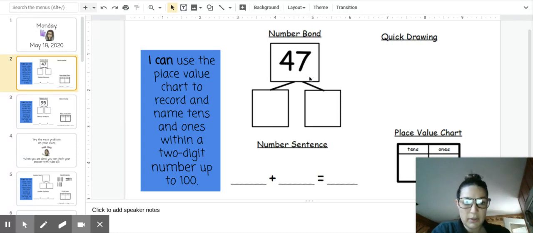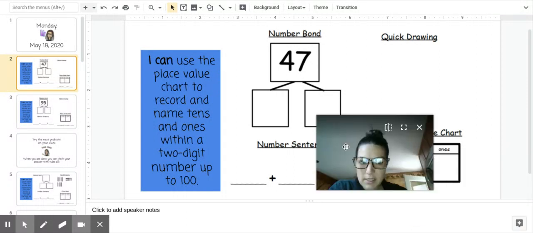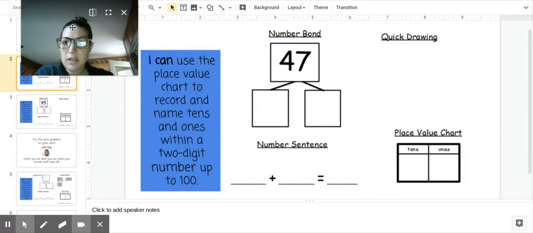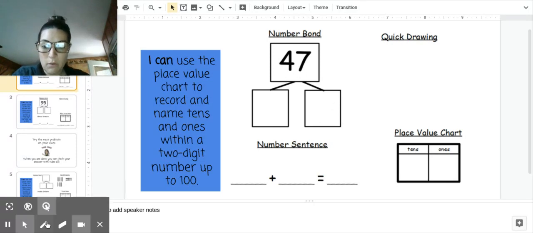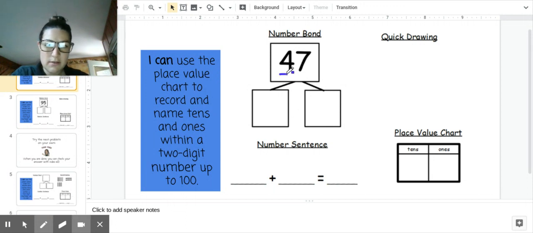And the first thing we're going to do is the number bond. If the number bond indicates 47, we need to think of this number in terms of tens and ones. So if you look right here, you'll see the tens and the ones, right? When you break it up into a number bond, you're going to put your tens in this box, and then your ones over here, okay?